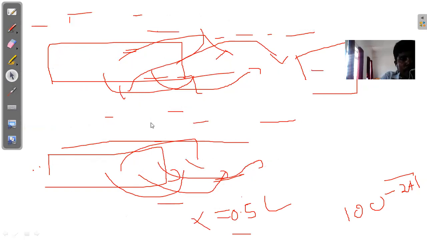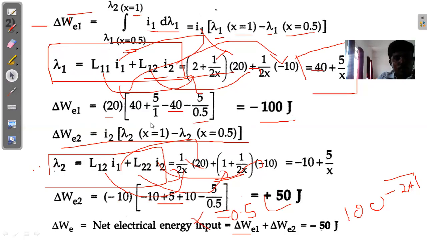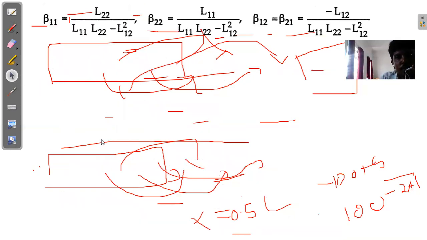So there are two parameters we are going to find out: the work done, and how much input energy is given to coil 1 and coil 2. Here we got minus 100, and here plus 50 joule. So we get minus 100 plus 50 joule, equal to minus 50 joule.